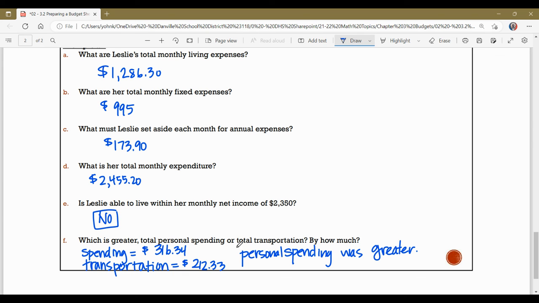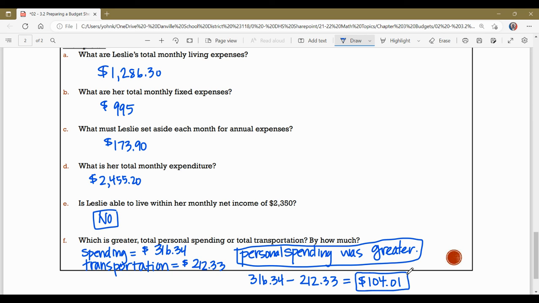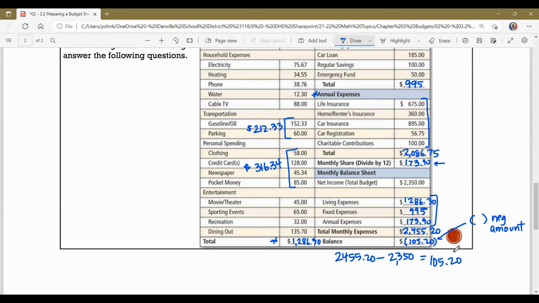And if you want to see how much greater, I can subtract. 316.34 minus 212.33, and that gives me $104.01. Now, what's interesting, kids, is that 104 there is almost how much we overspent.